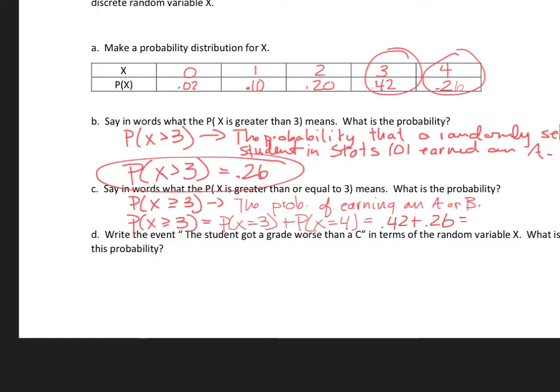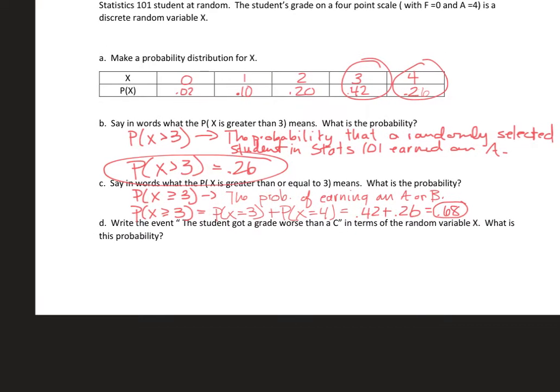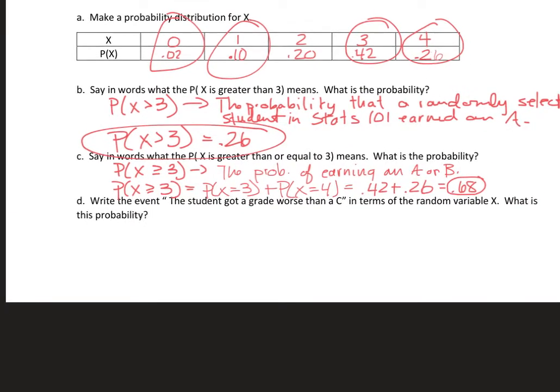And I believe, what do we have here? 68%. There you go. So there's a 68% chance that, if we randomly selected a student, they earned an A or a B. Okay, all right, let's write the event: the student got a grade worse than a C, in terms of the random variable. What is that probability? Well, worse than a C is a D or an F, so it's either 0 or 1.